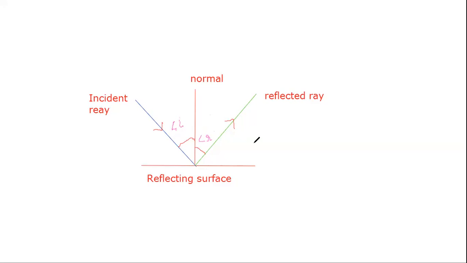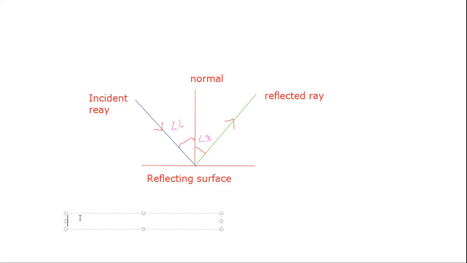Then the normal: the ray which is perpendicular to the reflecting surface is the normal. Then the angle of incidence. The angle of incidence is the angle between the incident ray and the normal. Here you can see the angle between the incident ray and the normal is known as the angle of incidence. And the angle between the normal and the reflected ray is known as the angle of reflection. Clear?